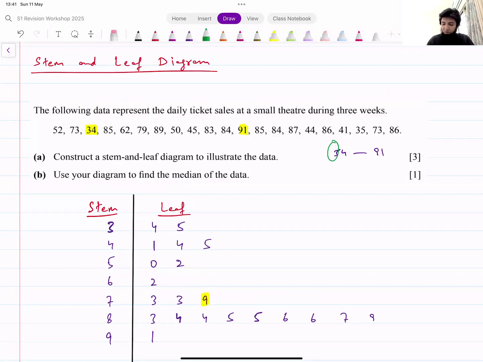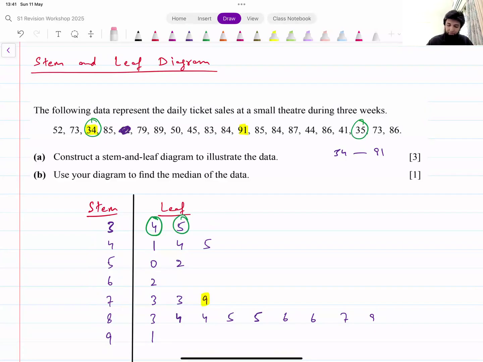The tens digits will go in the stem, 3 to 9. You would write down these values starting from 3, ending at 9, with no value being skipped. Even if, for example, you had no data in the 60s, if this value did not exist, we would still write 6 here. We would not skip that. We have to write all values from 3 to 9 here, and then their corresponding leaves based on the data. This is 34, this is 35, you write 4 here, you write 5 here, and so on.